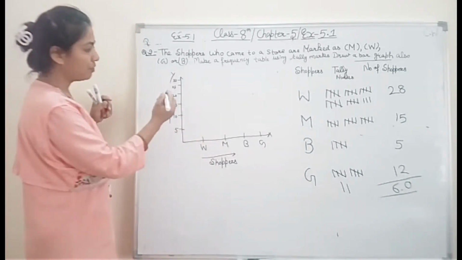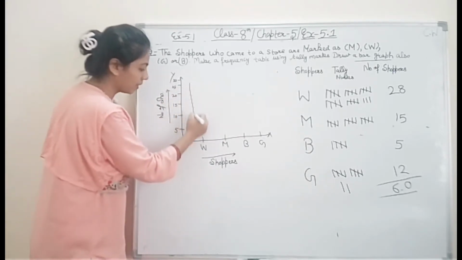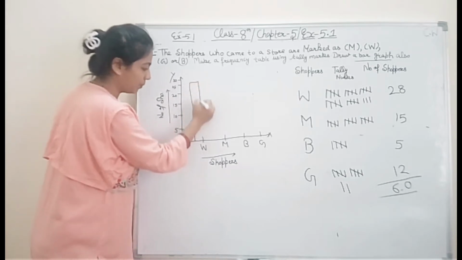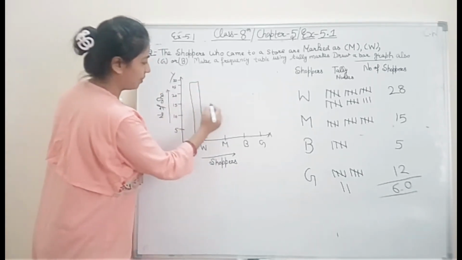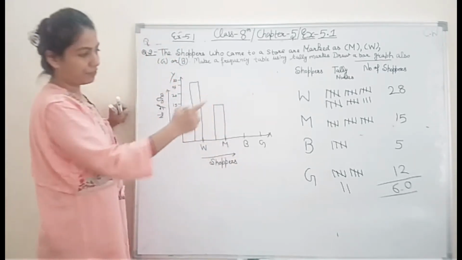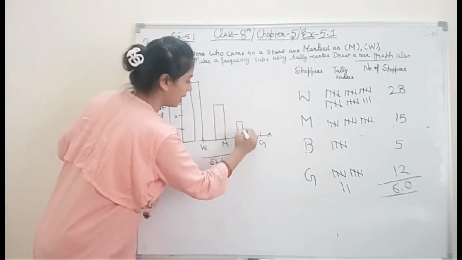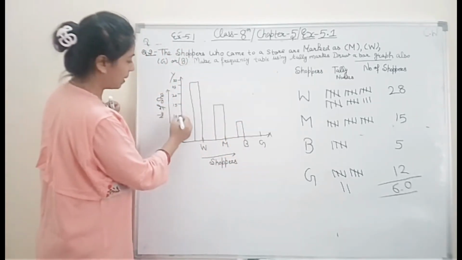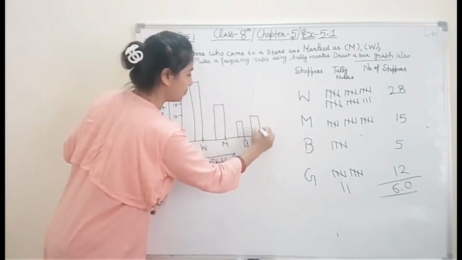राइट. सो लेट्स स्टार्ट टू मेक. फॉर वुमेन वी हैव 28. सो 25, 26, 27, 28. सो दिस विल बी 28. फॉर मेन देयर इज 15. So in front of men there would be 15. After that boy 5. So for boy there is 5 and for girl there is 12. 10, 11, 12. 10 से थोड़ा सा ऊपर there will be 12.